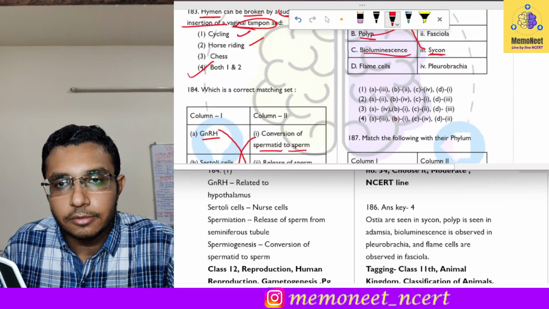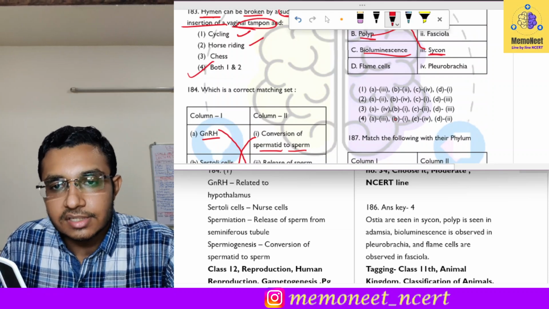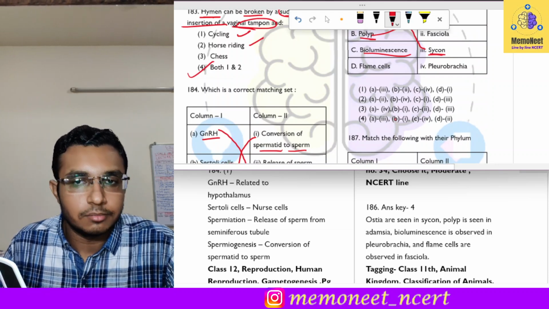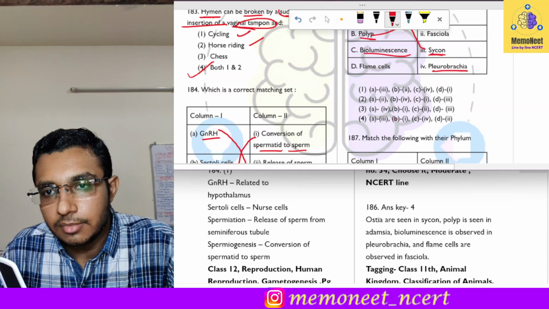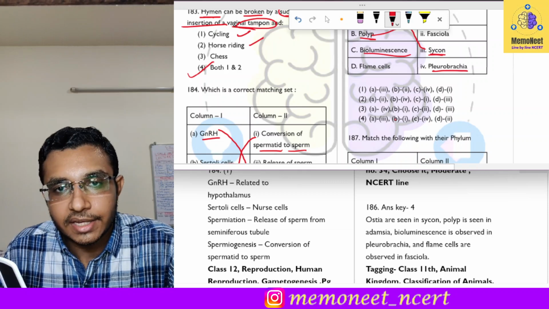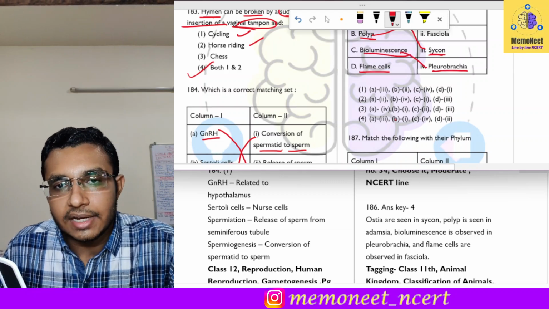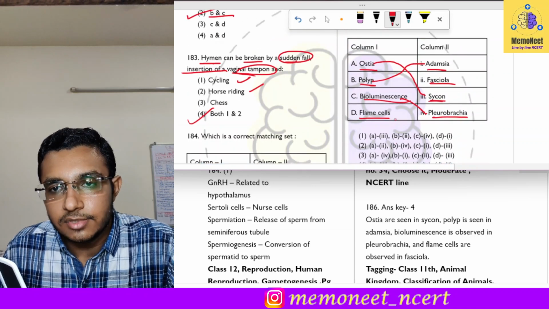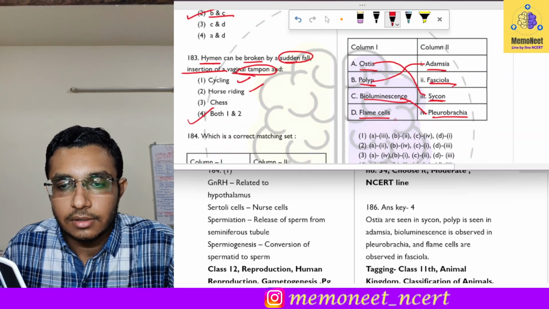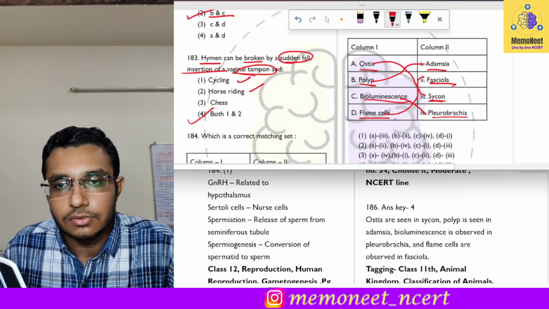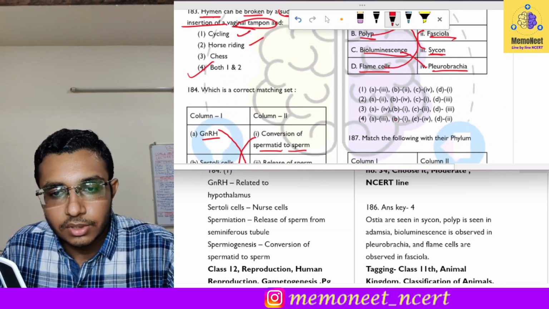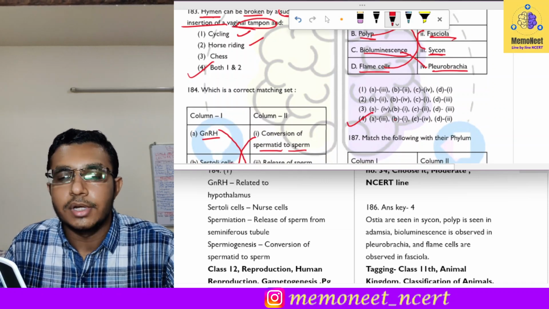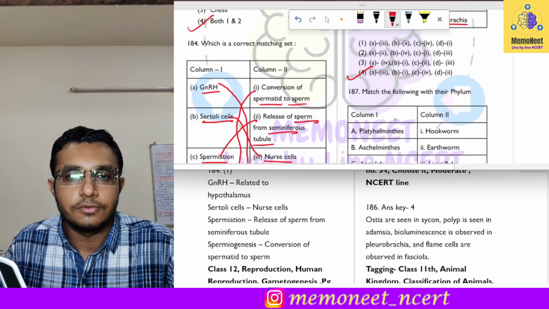Next is bioluminescence. Now bioluminescence is seen in which phylum? It is seen in phylum Ctenophora, and an example of Ctenophora is the pleurobrachia, so C goes with 4. And D are the flame cells. These flame cells are found in the fasciola. So D goes with 2. So which is the correct option showing the correct matching? It is option 4. So the correct answer of this question is option 4.